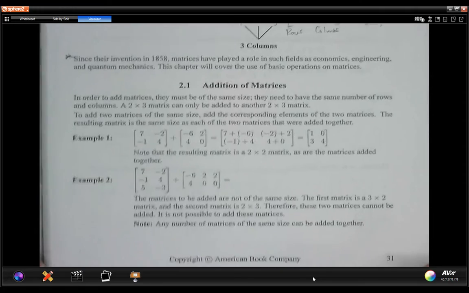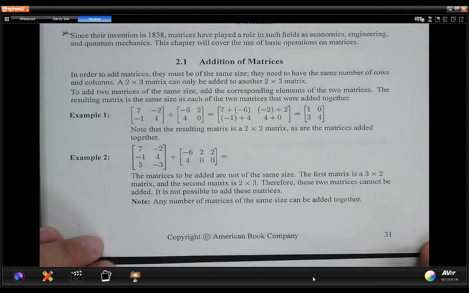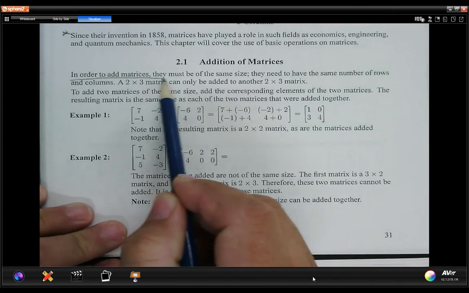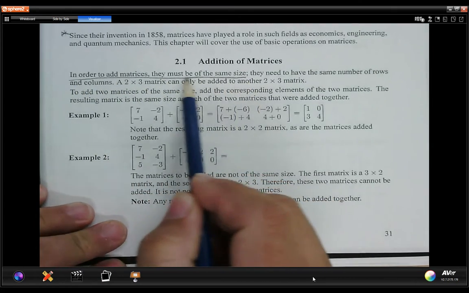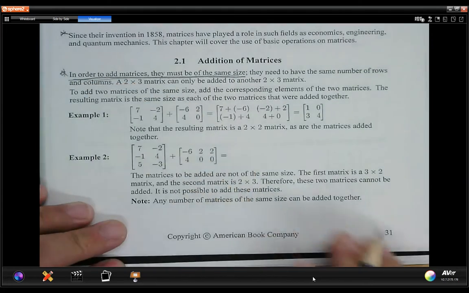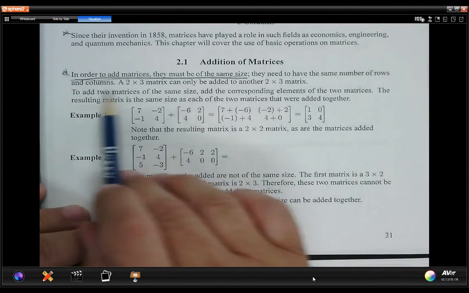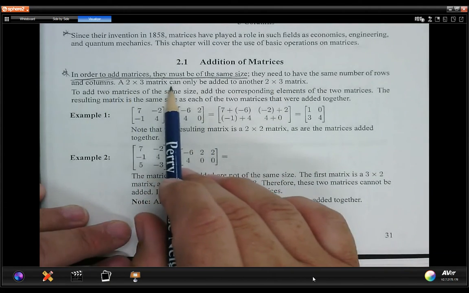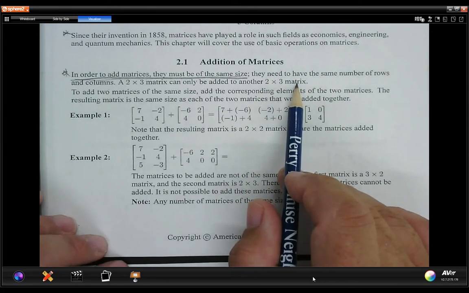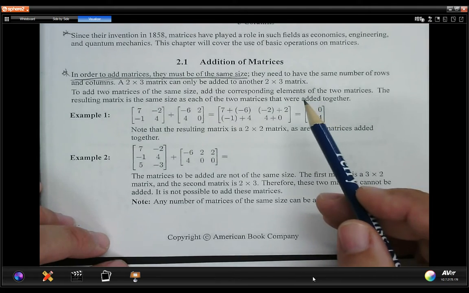A couple of notes we need to talk about when we're talking about addition of matrices. A couple of key things that we need to pay attention to. In order to add matrices, they must be of the same size. They have to be the same size. This is probably the most important thing on this page. In other words, they need to have the same number of rows and columns. A 2 by 3 matrix can only be added to another 2 by 3 matrix. And so if the matrices have different dimensions, they can't be added together.